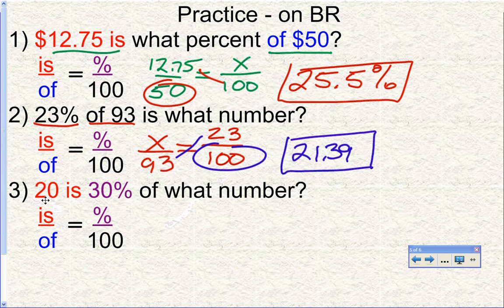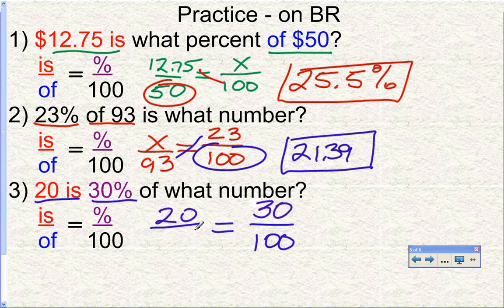And the last one, number 3, 20 is 30%. So let's fill in the blanks. 20 is 30%. And I'm trying to find of. Cross multiply and divide. So 20 times 100 divided by 30 equals 66.6 repeating.